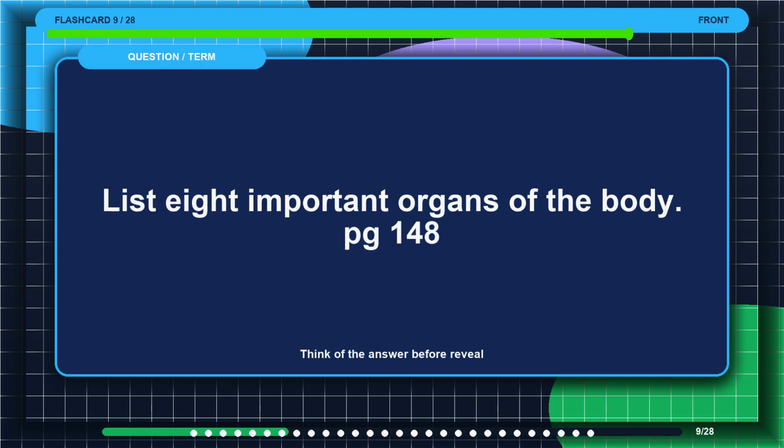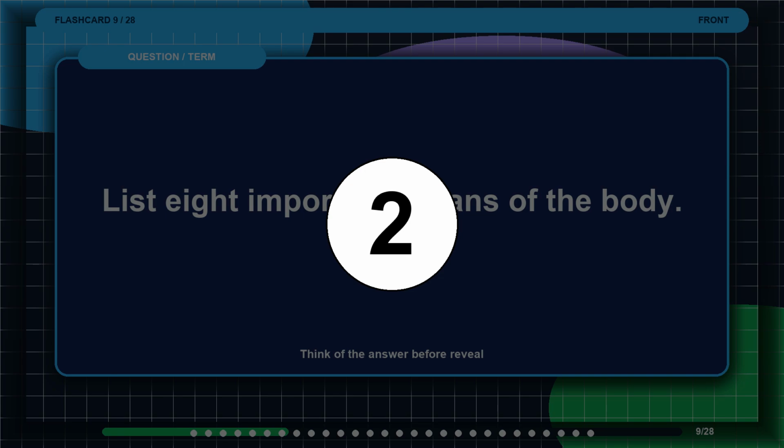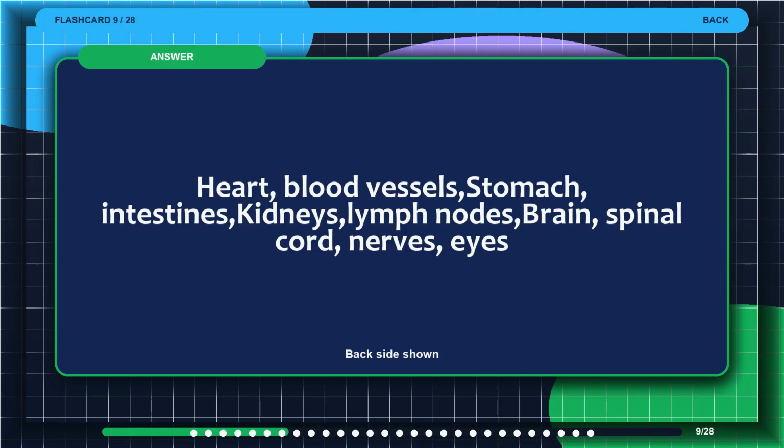Flashcard 9. List 8 important organs of the body. PG 148. Pause and think of the answer before the reveal. The answer is heart, blood vessels, stomach, intestines, kidneys, lymph nodes, brain, spinal cord, nerves, eyes.